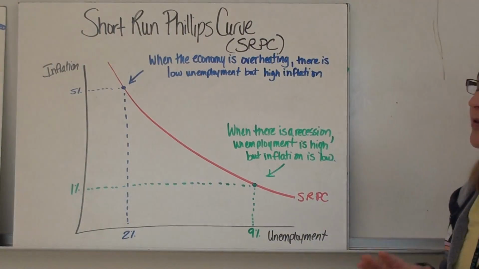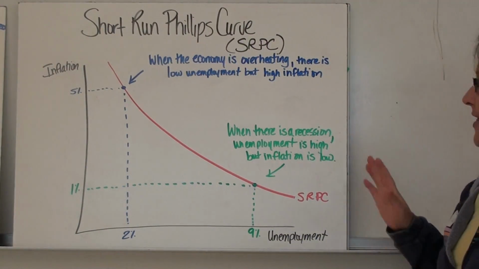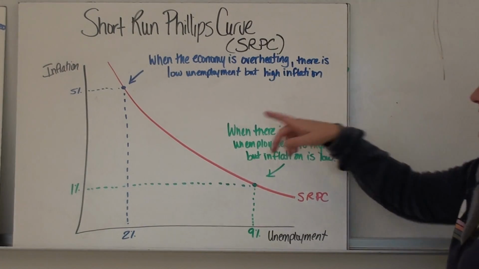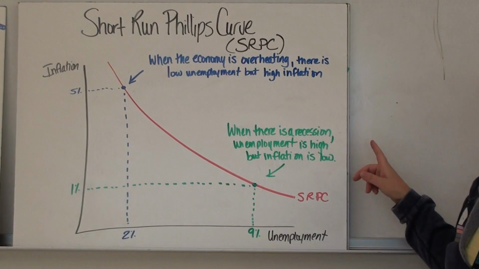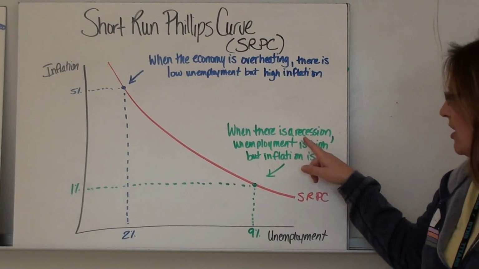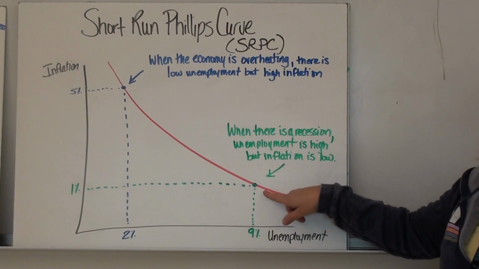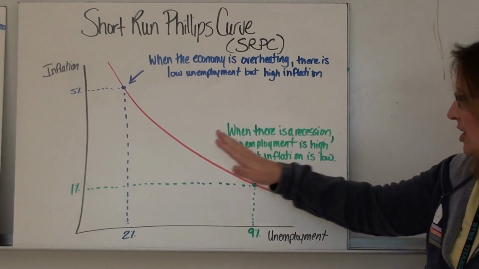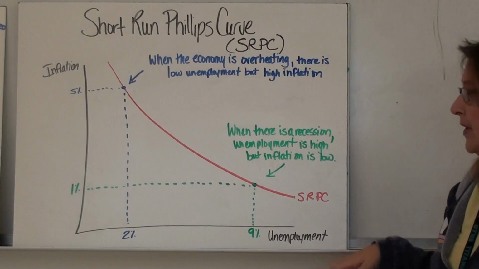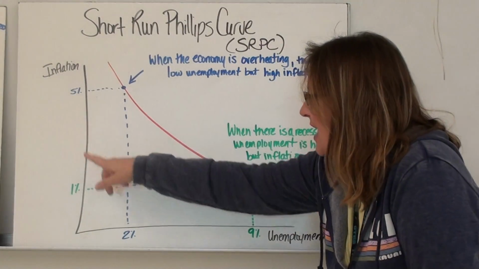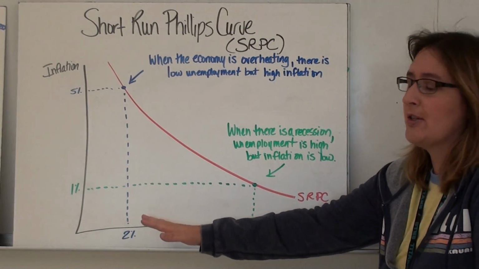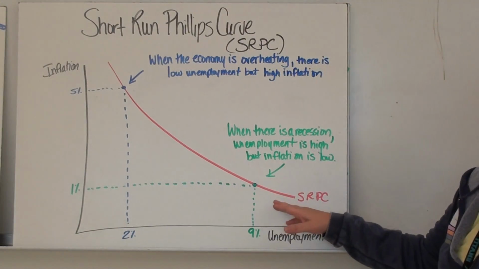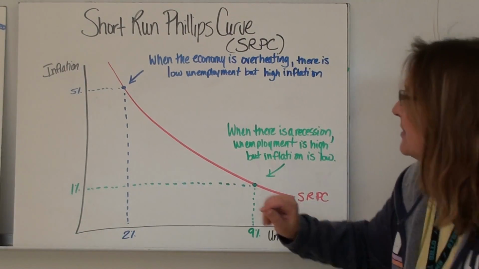All right, so the short-run Phillips curve is that same line. When the economy is overheating, there is low unemployment but high inflation, right here. And when the economy is in a recession, unemployment is high but inflation is low. So this is our short-run Phillips curve showing that relationship between inflation and unemployment. Like if inflation was at 5%, our unemployment would be lower at 2%. Or if inflation was at only 1%, then our unemployment most likely will be higher at 9%.